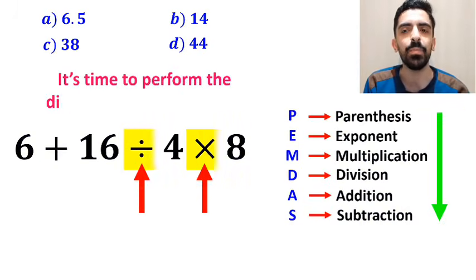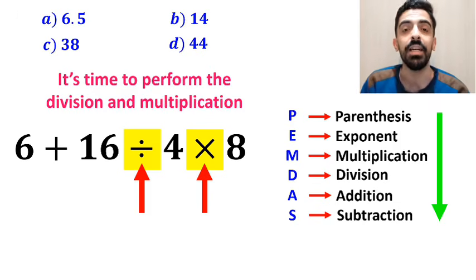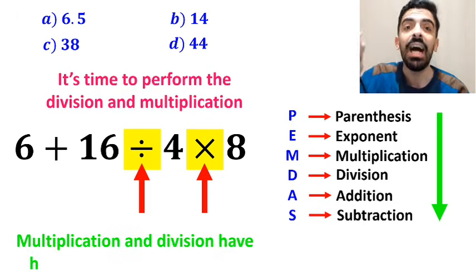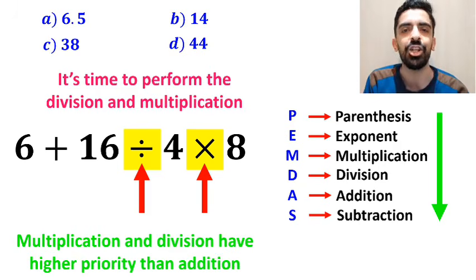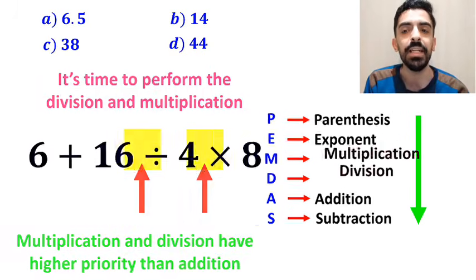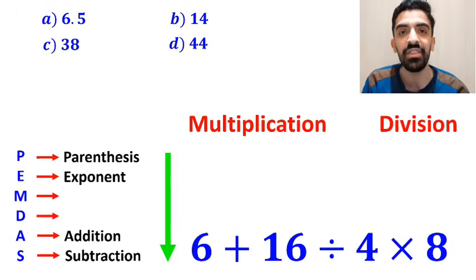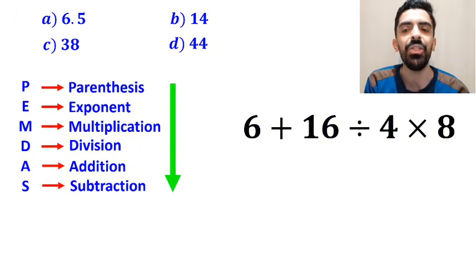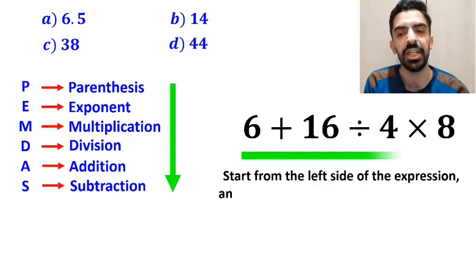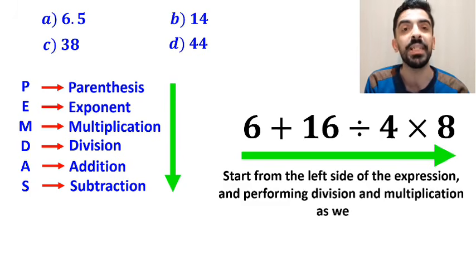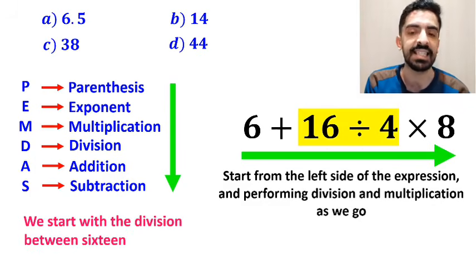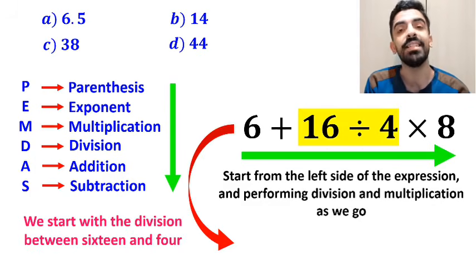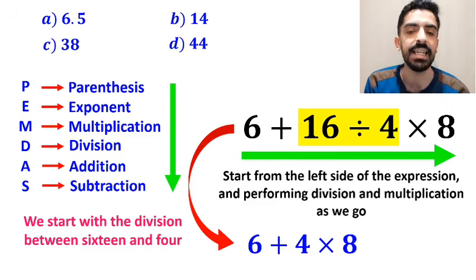Alright, now it's time to perform the division and multiplication, because multiplication and division have higher priority than addition. However, we must pay close attention that multiplication and division have equal precedence. In this case, the best thing to do is to start from the left side of the expression and perform division and multiplication as we go. So, we start with the division between 16 and 4. And instead of this expression, we can write 6 plus 4 multiplied by 8.